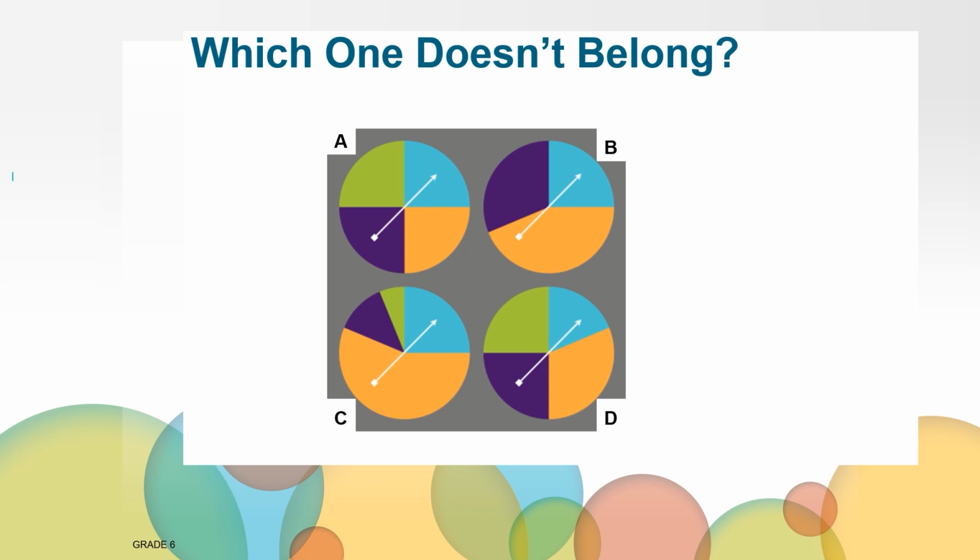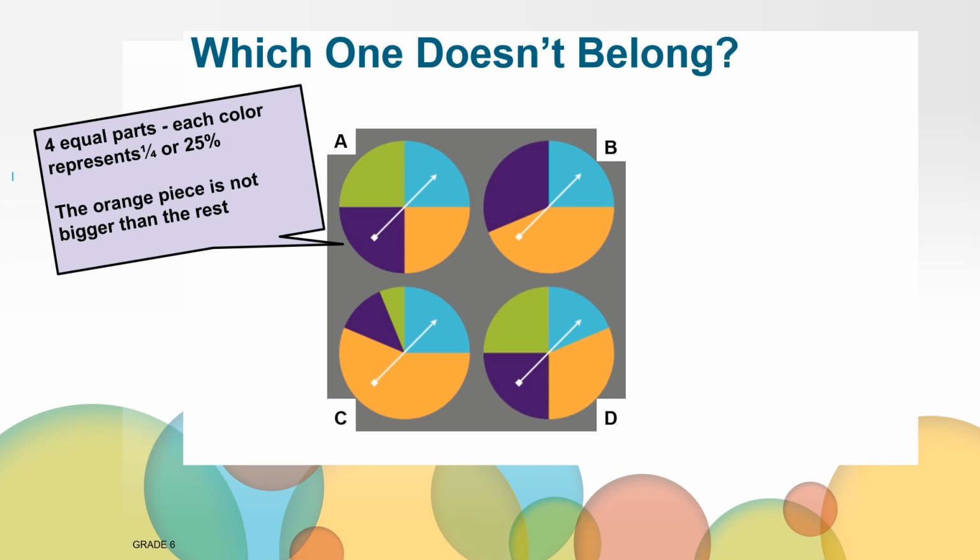Here are just some of the reasons why each of the images might not belong. You might have thought about different ideas or had different reasons, and that's okay. Your ideas can be different. There are no right answers because there's so many ways you could think about this routine. Maybe you decided that image A doesn't belong because it's the only spinner that has 4 equal parts where each color represents 1/4 or 25% of the whole. Or because image A is the only one where the orange piece isn't the largest fractional piece of the circle.